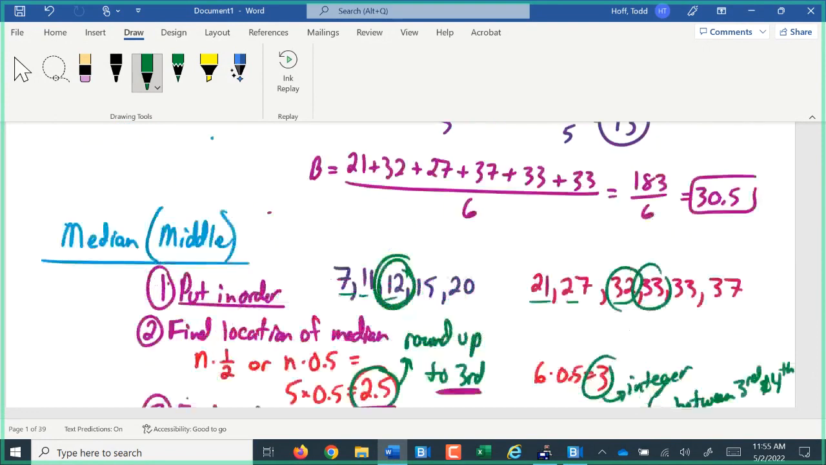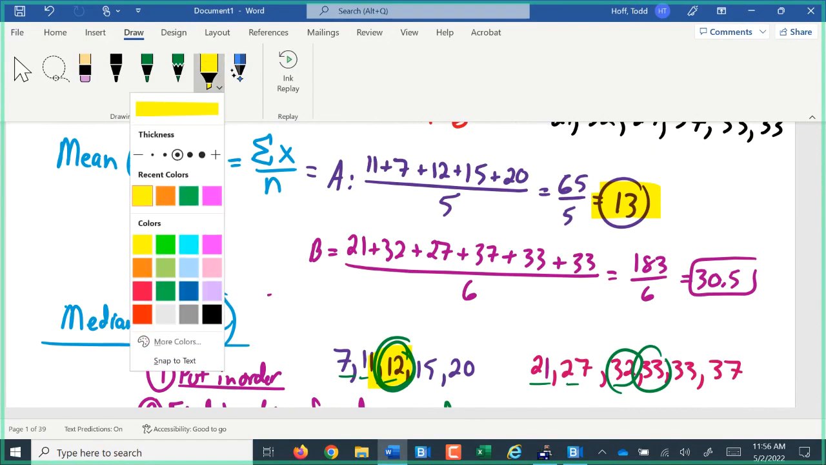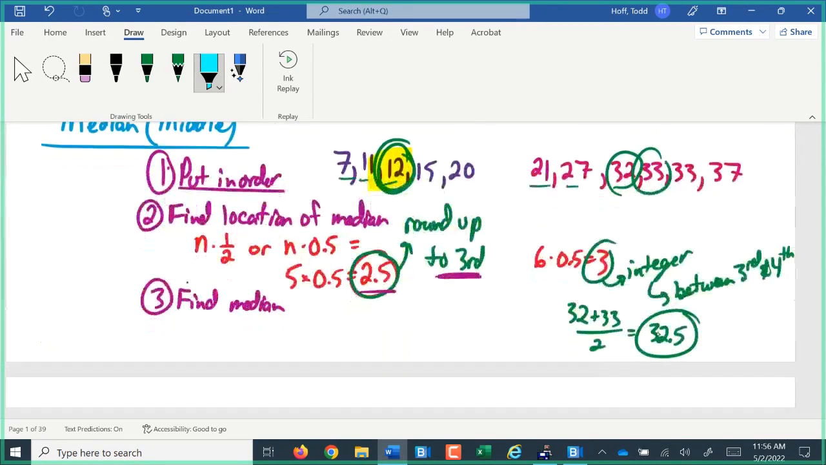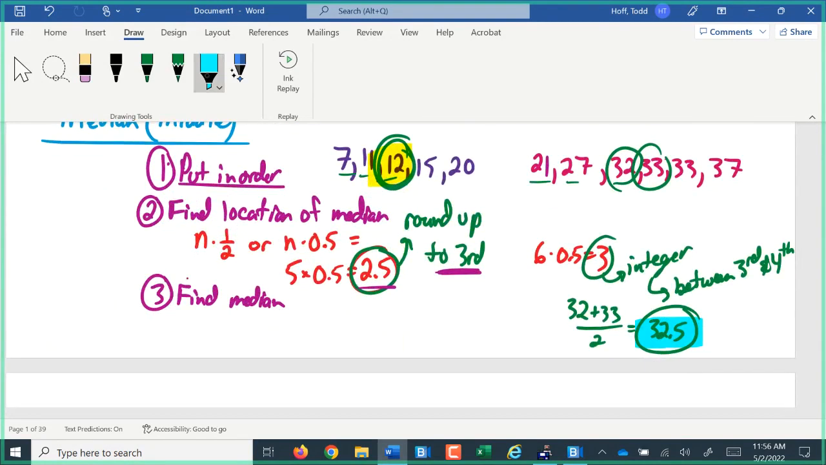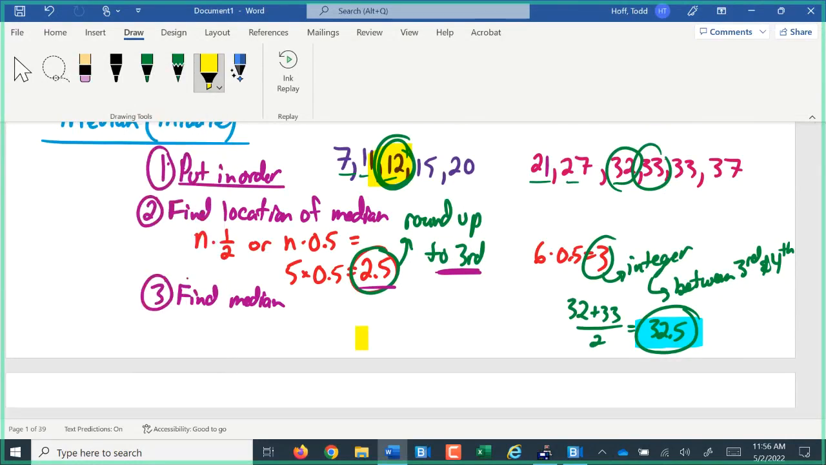Now, if we look at these data sets, for set A, we had a mean of 13 and a median of 12. Those are pretty close. If this was perfectly normally distributed, we'd expect those to be exactly the same. It's close to normally distributed because they're close to the same. For data set B, however, it's a little bit different. We have 30.5 and 32.5. So that one might be what we would consider to be a little bit further away from being normally distributed.